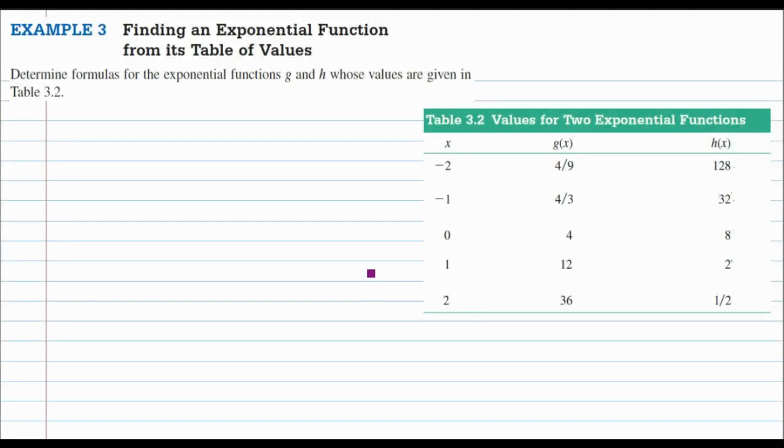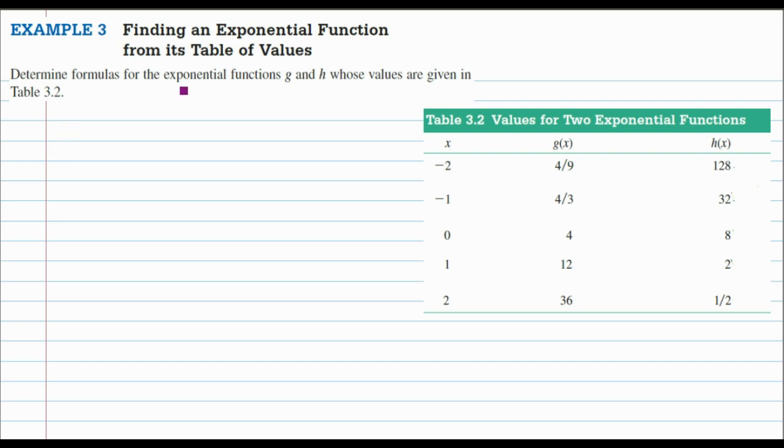This is the screencast for section 3.1, example 3. We're going to find an exponential function from its table of values. The directions say determine formulas for the exponential functions g and h. So we're going to do two separate functions whose values are given in table 3.2. Here are my x values and here are my y values for g. I'm going to do g of x first.